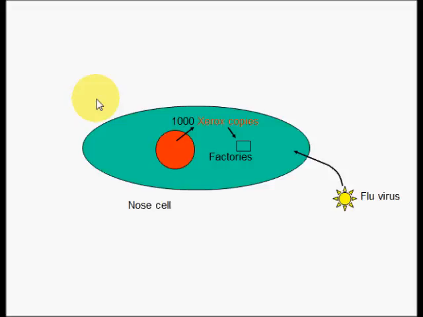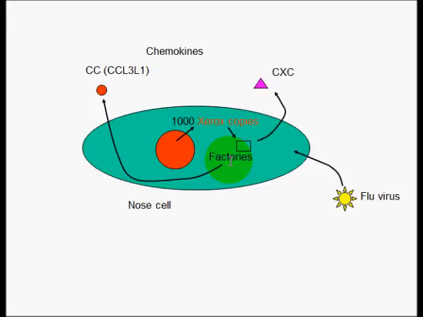So what's the next step? We need to send these Xerox copies from the nucleus, or the safe where we keep our blueprint, outside to the cytoplasm where the factories are located. Basically, the factories are going to help the body react to the flu virus. In this case, they're going to make chemokines.